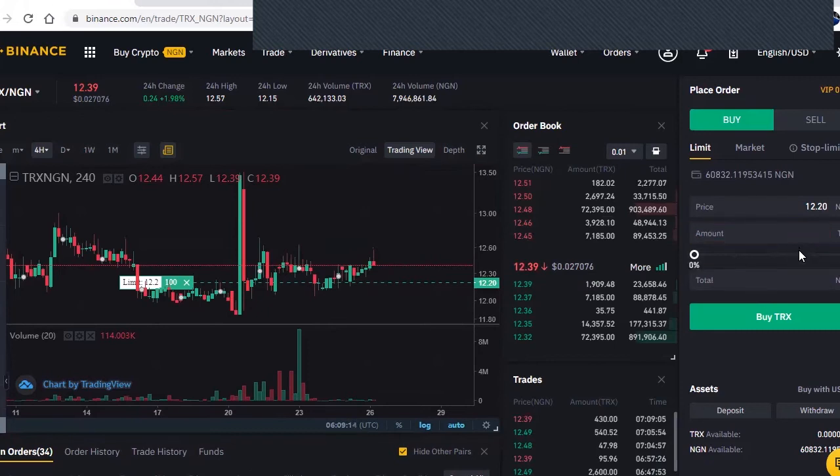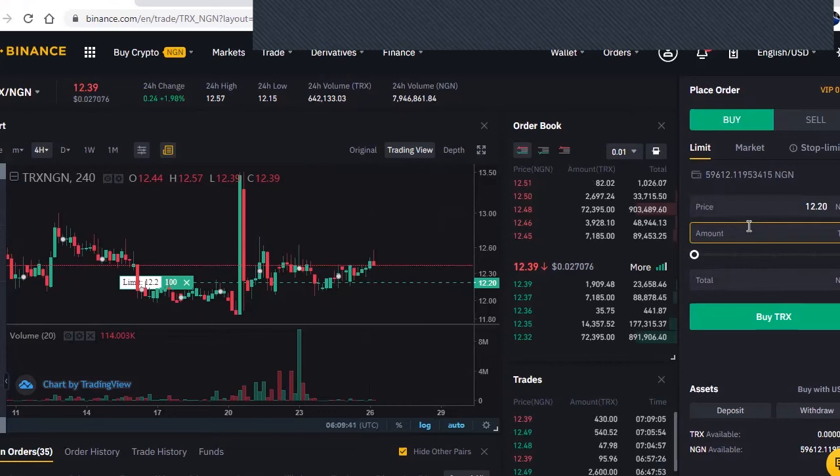Let's say I want to buy 100 TRX, and I click buy. You can see limit buy order created. So it has been created.